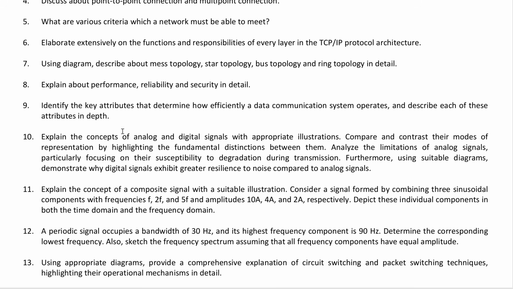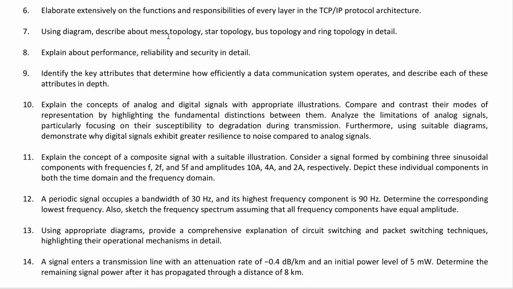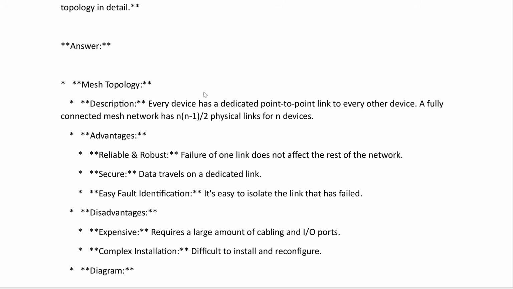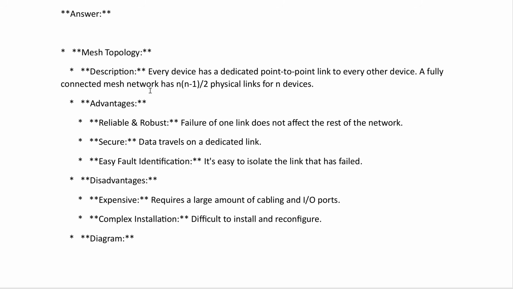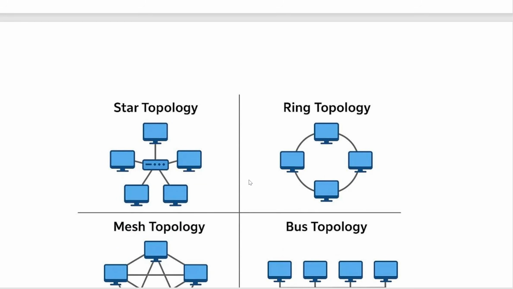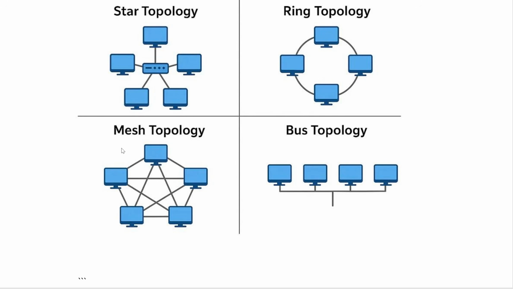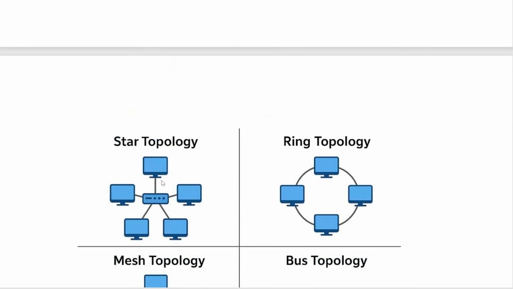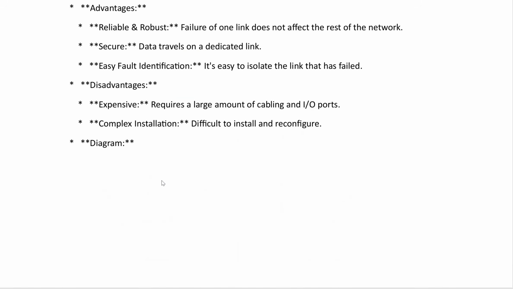The next question is question number 7: using diagrams, describe mesh topology, star topology, bus topology, and ring topology in detail. First of all, I'll tell you about mesh topology. In mesh topology, every device has a dedicated point-to-point link to every other device. A fully connected mesh network has n(n-1)/2 physical links for n devices. As you can see here in the diagram, this is the mesh topology.